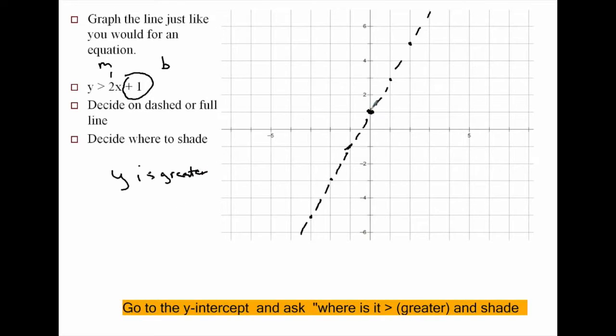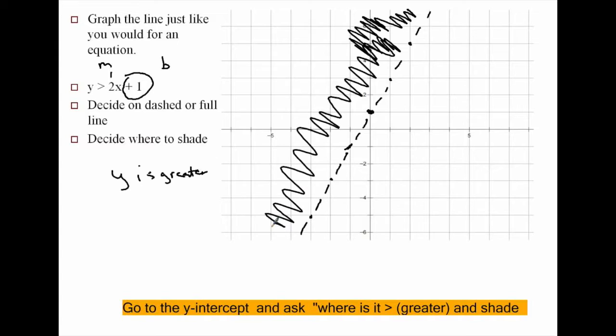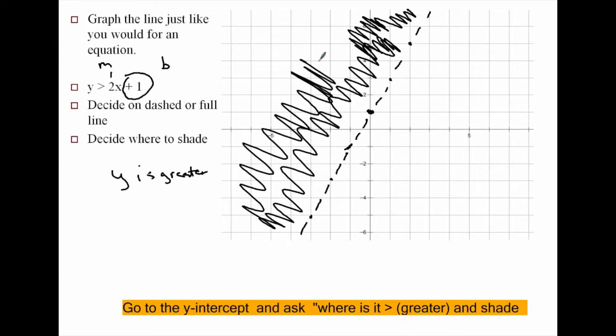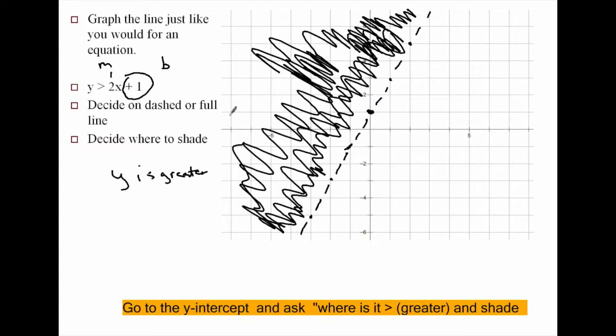So since 2 is the next greater one, 3 works, 4 works, so I'm going to shade all the y values in this area that is above my y-intercept of 1. Because if I shade 0, it wouldn't work because 0 is less than 1. So all of this area right here that I'm shading is true.